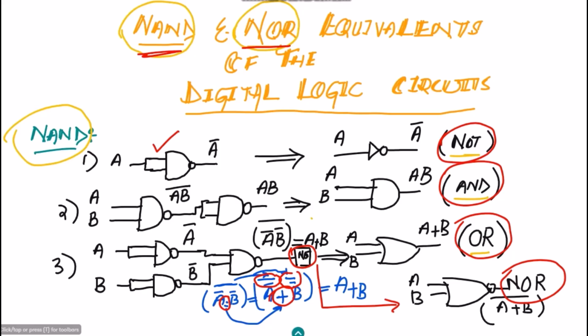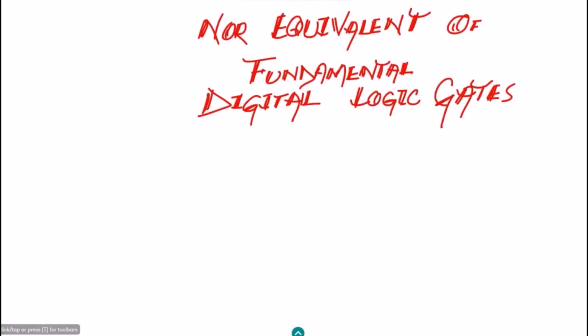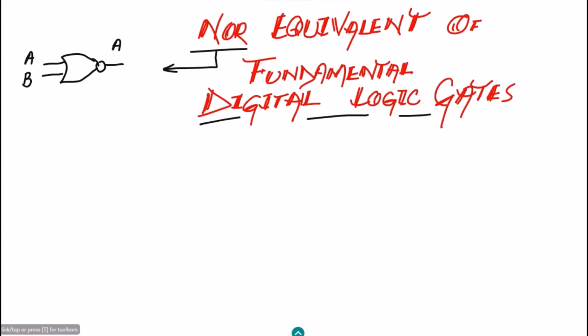So let me start it in the second sheet here. NOR equivalent. What I have to do here is use the same NOR gate. We can very easily see that the NOR gate can be represented by this OR with the bubble at the output end. The inputs are A and B, and the output of it is (A plus B) whole complement.